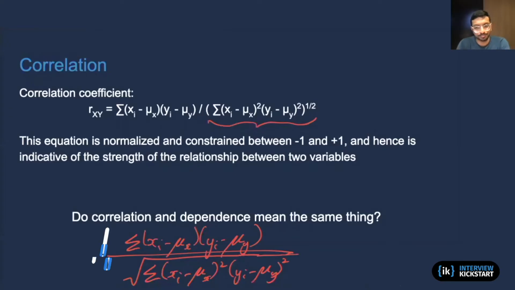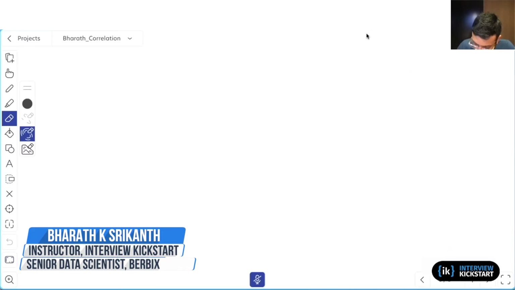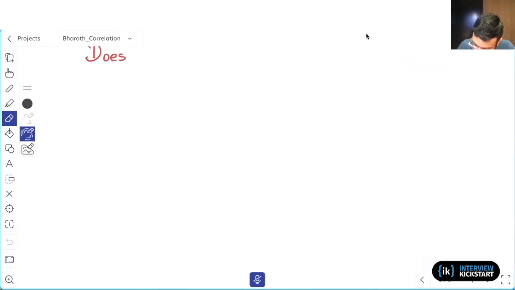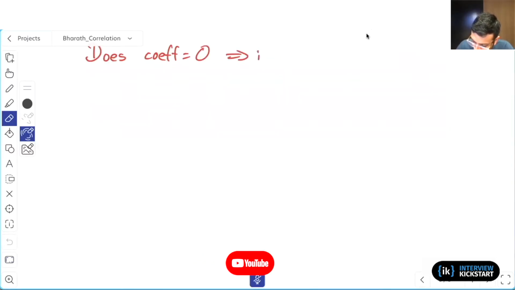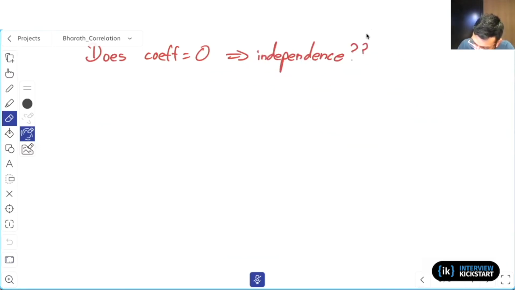Let's think of an example. Does a correlation coefficient being equal to 0 imply independence? And can we think of examples to the contrary? Can we think of examples where you might have a correlation coefficient of 0, but you will have a dependence between the two variables? And the answer for that is actually fairly simple.